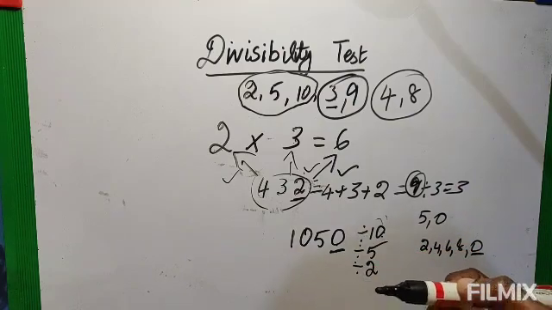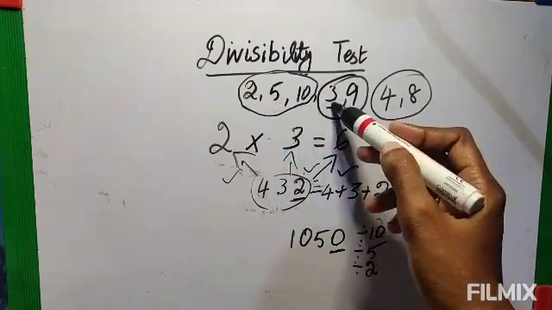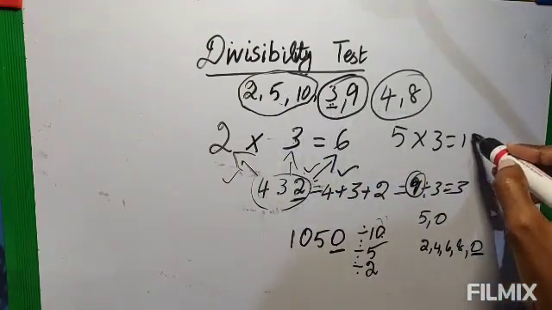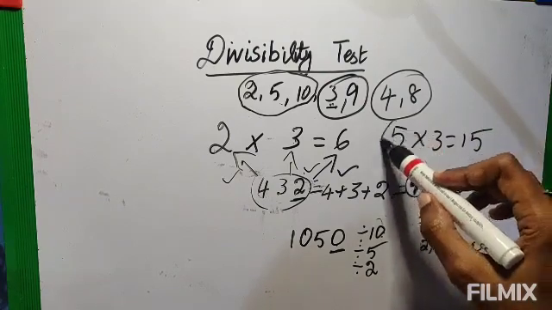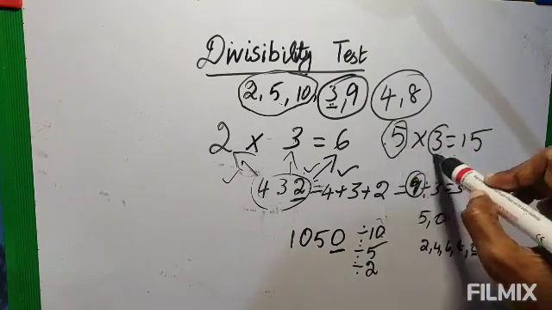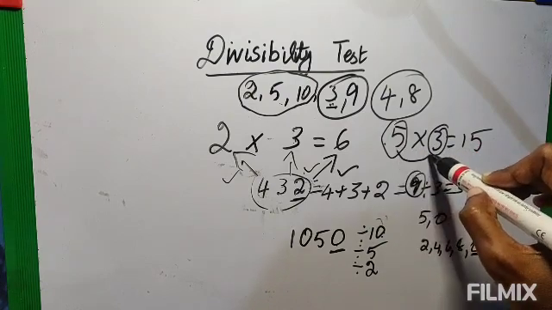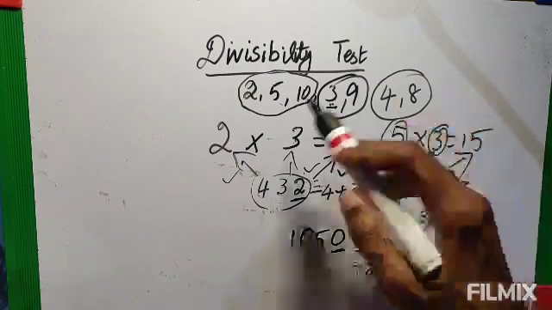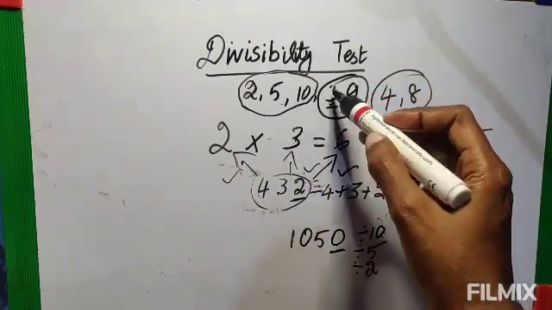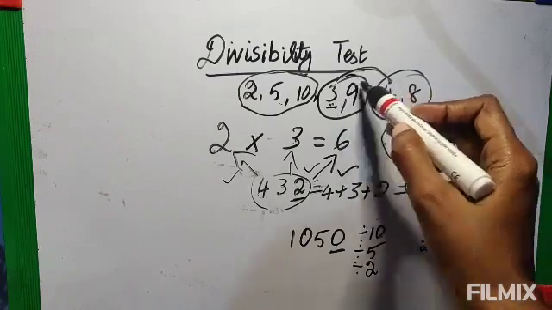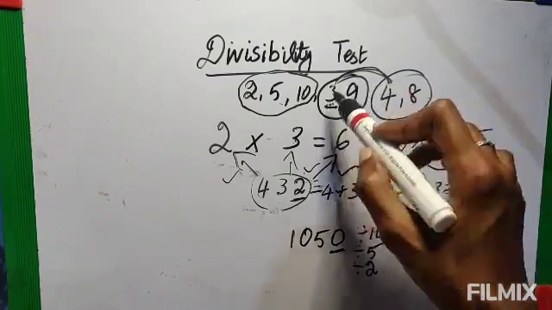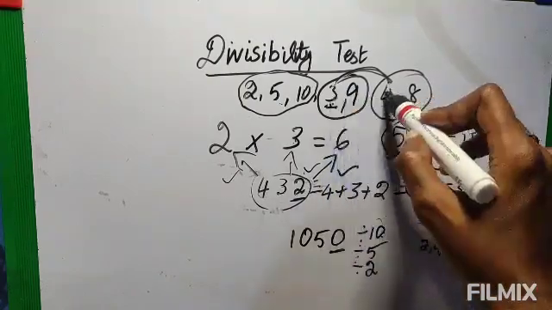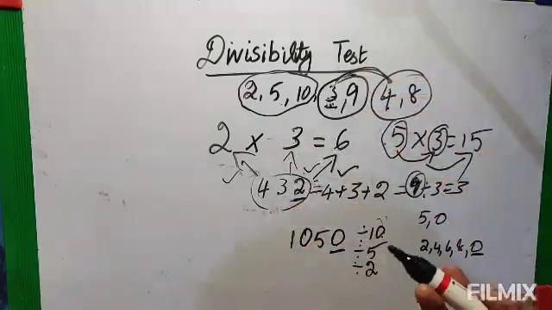It goes the same way now. 5 and 3, 5 3s are 15. So if the number fulfills the test of 5 and the test of 3, if it fulfills both tests, then it is divisible by 15. That way you can check. Now 3 4s are 12. If you multiply these 2 numbers, 3 4s are 12. So if it fulfills the test of 3 and the test of 4, both tests, then it is divisible by 12.